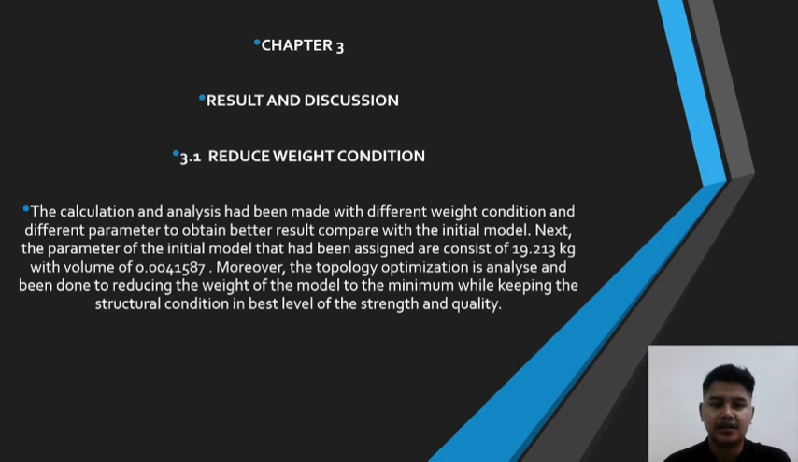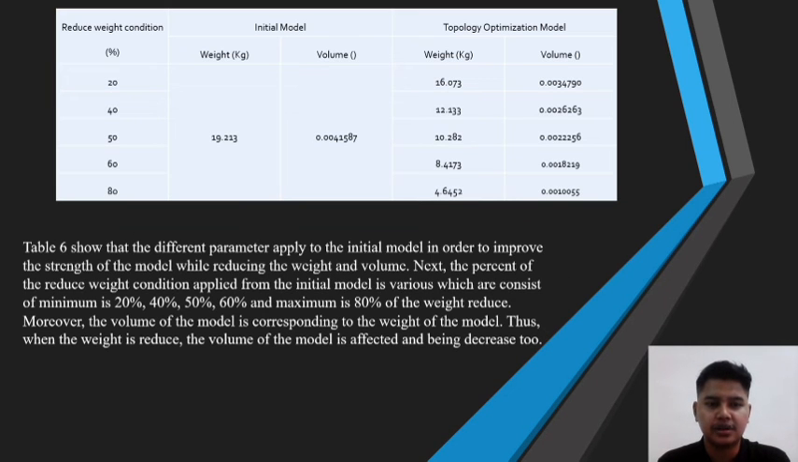So for chapter 3, design discussion, the parameters of the initial model that have been assigned consist of 19 kg with volume of 0.00415887. The topology optimization is analyzed and done to reduce the weight of the model to the minimum while keeping the structural condition at the base level of strength and quality. Table 6 shows that the minimum reduced weight condition applied is 20% and the maximum is 80%.